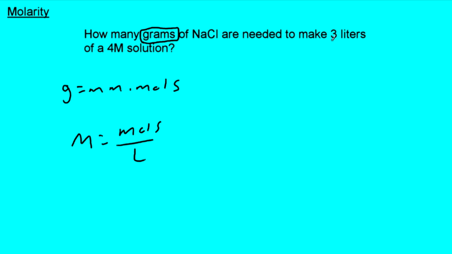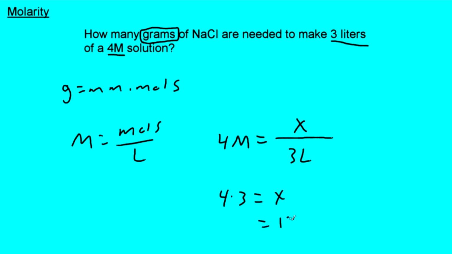What is given to us? We have 3 liters. Where do we see liters over here? Here it is. It's down here, 3 liters. We're also given the molarity, 4M, big M, okay? So we don't have moles here. We're going to solve for moles. 4 times 3 equals X. This is 12 moles. Okay. Now we can use this here.